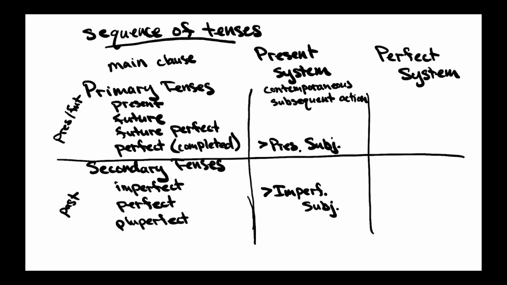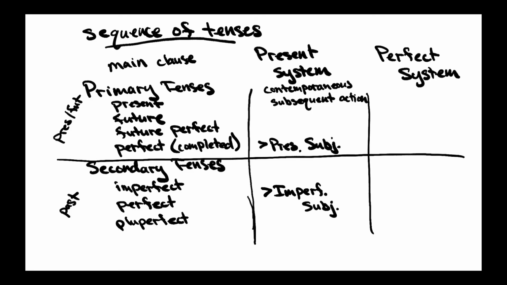Subjunctive. So notice that the subordinate clause showing contemporaneous action, which action is happening at the same time, or subsequent action, that's guided by subjunctive verbs in the present system. The present subjunctive for the present and future tenses, the imperfect subjunctive for the past tenses.